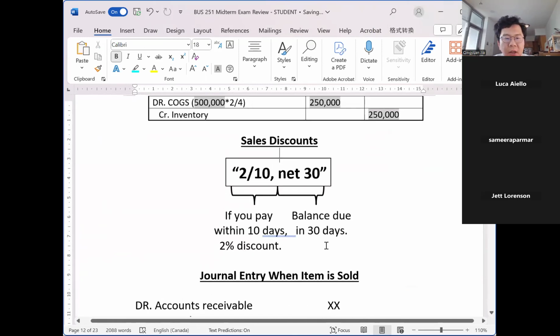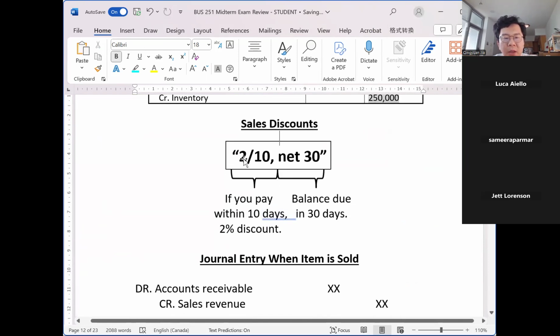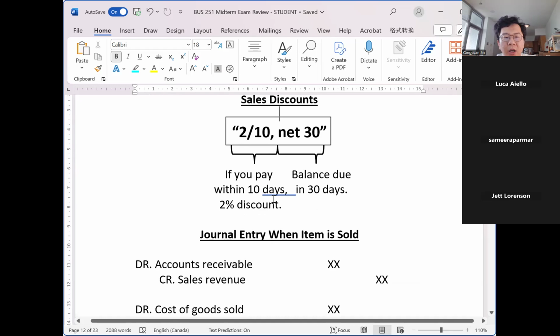The sales discount. So when we see something like this, 2/10, net 30, the 2 means a 2% discount if you pay within 10 days, right? And net 30 means the balance is due in 30 days. And this is quite simple. This is the percentage, this is the day that you pay to enjoy the percentage of discount, and this is the due date.